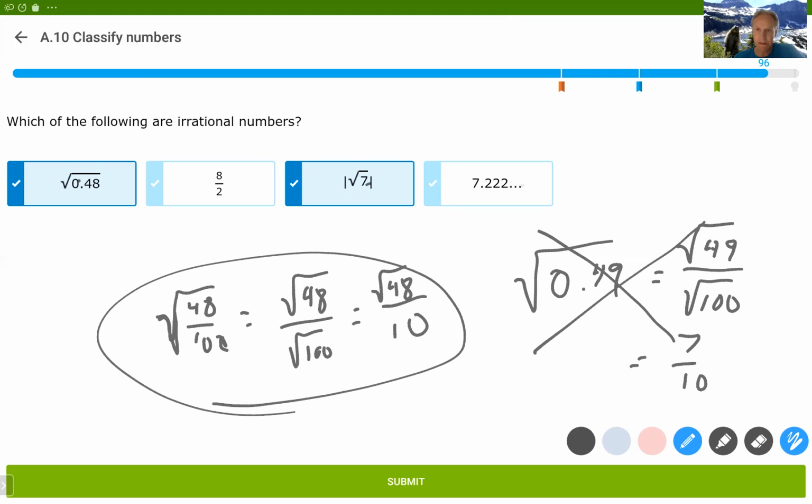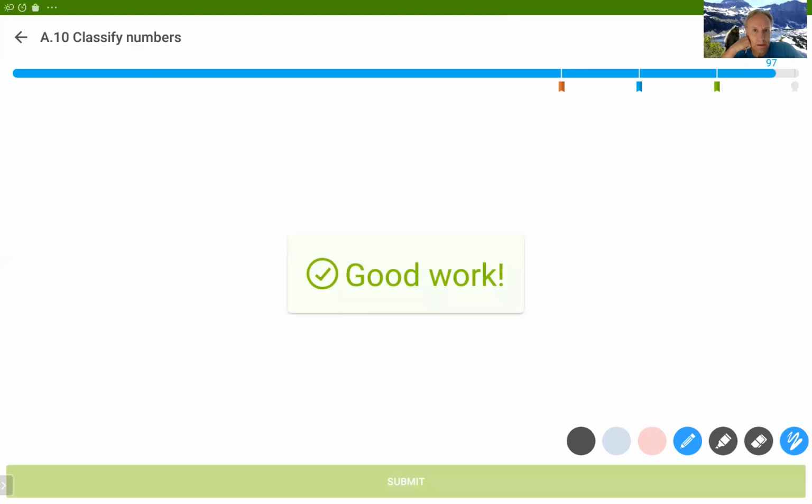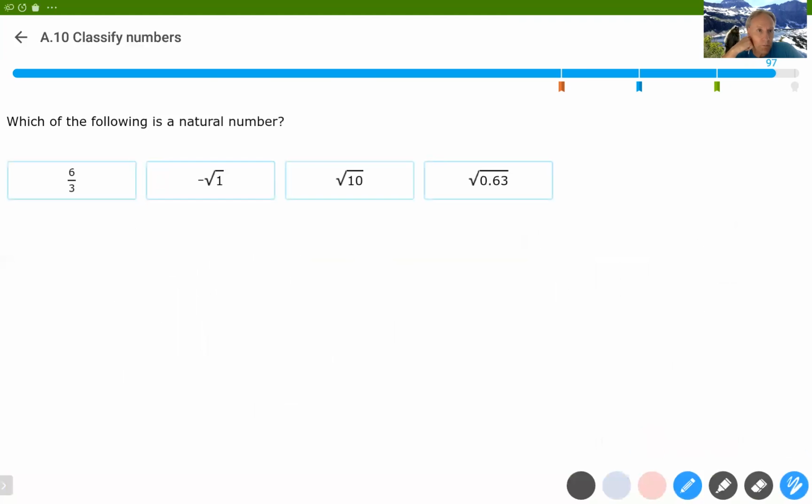This one is a repeating decimal, which is 7 2/9, which happens to be rational. That is 65 over 9. And since it can be written as a ratio, we call it rational. 8 over 2 is even a natural number, so that's no good. So there we go. Any more? Oh, one more. Natural number.